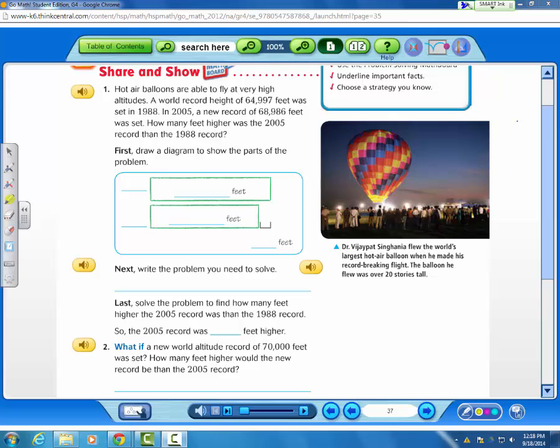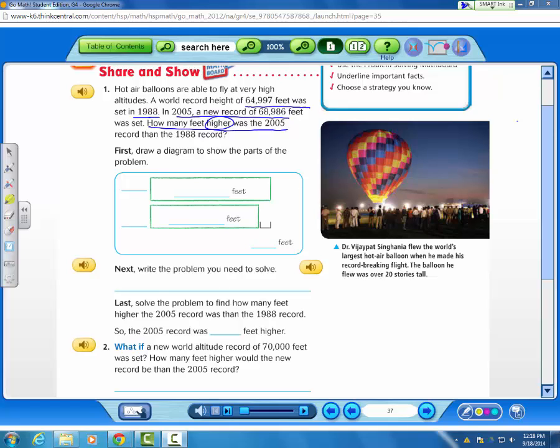Hot air balloons are able to fly at very high altitudes. A world record height of 64,997 feet was set in 1988. In 2005, a new world record of 68,986 feet was set. How many feet higher was the 2005 record than the 1988 record? First thing we're going to do is draw a diagram.